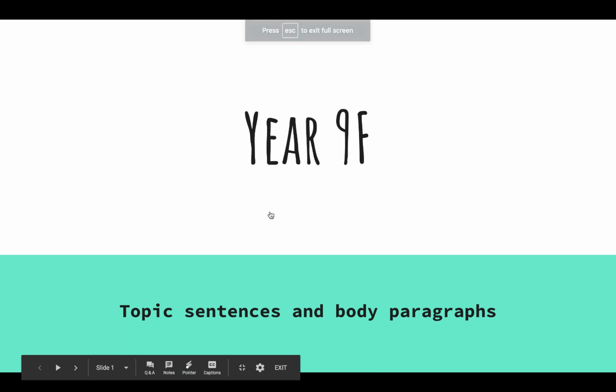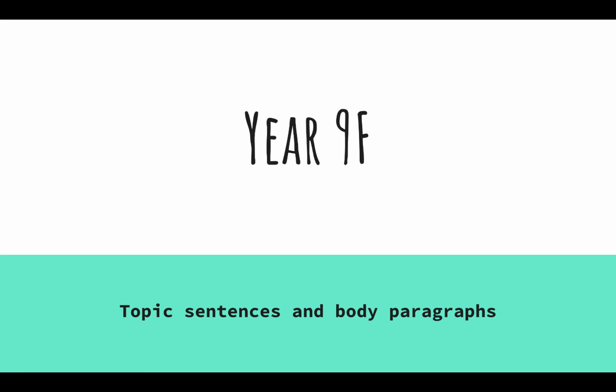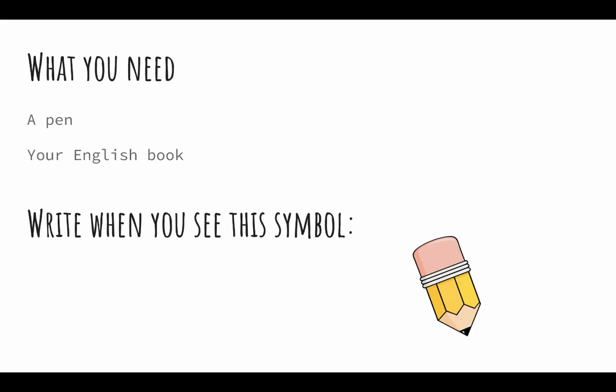Hi, Year 9. Today's lesson is going to be about topic sentences and body paragraphs. For this lesson, you will need a pen and your English book. And whenever you see this symbol with the pencil, you need to write down what's on the page.